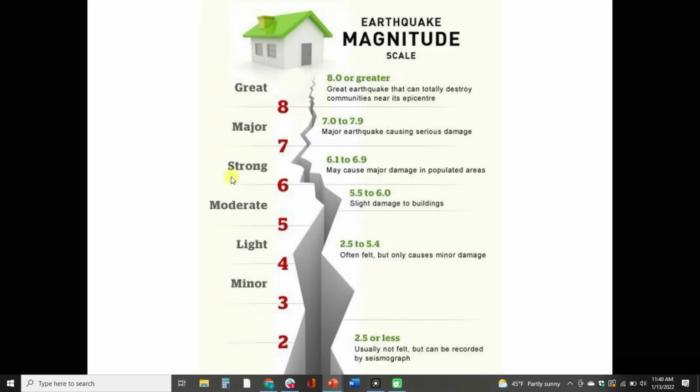So here's a scale of earthquake magnitude. If it's 2.5 or less, we're probably not going to feel it. 2.5 to 5.4 is felt, but only causes a little bit of damage. And then the higher the number, of course, the greater the damage and the much more we're going to feel. Now, how do they measure this? We will talk about that after we learn about seismic waves. You haven't read about that yet, so we'll explore that a little more in the next few lessons.